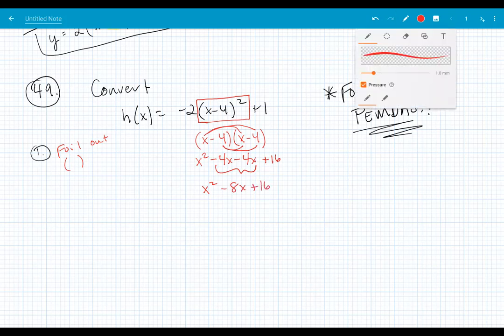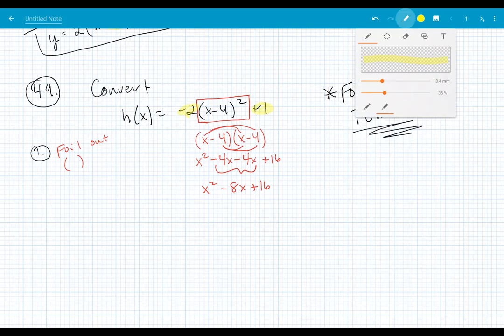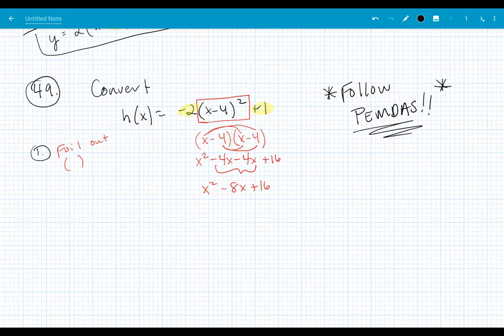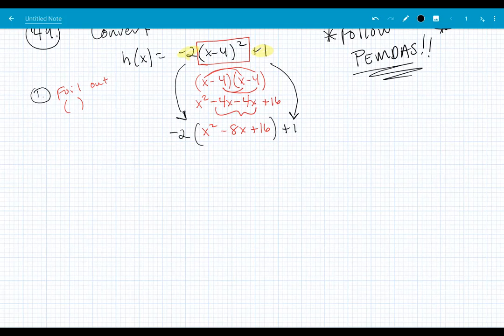But keep in mind, this is just me multiplying out that red box. I've still got a plus 1 and a times negative 2 on the outside. So we're going to bring those back into play here. So negative 2 comes down, and the plus 1 comes down. So now, this was me FOILing.